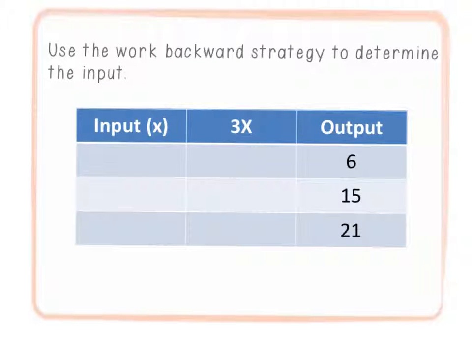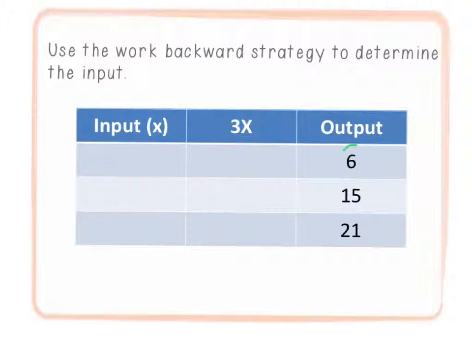I see I have a function table again. Notice the lesson is called function tables. I have my input. This time, I really noticed that I don't have anything here. There's nothing in that spot. And so I'm not quite sure what my input is. And I know my rule is 3x. But this time, notice, boys and girls, they're giving me the output. Okay, so I'm going to get rid of those circles, and I'm going to read the directions. Use the work backwards strategy to determine the input.